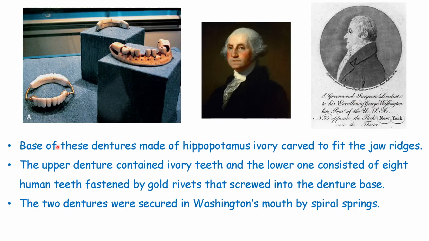He made dentures using hippopotamus ivory. The upper denture contained ivory teeth and the lower denture consisted of 8 human teeth fastened by gold rivets that screwed into the denture base. And the 2 dentures were secured in Washington's mouth by spiral springs.